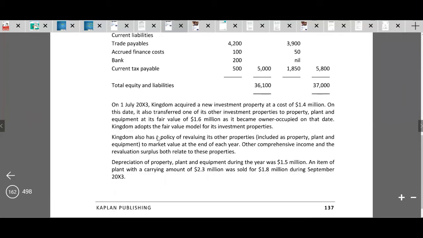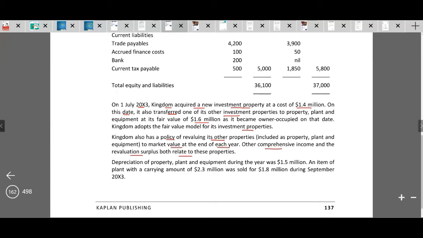Then you have some notes. On 1st July 20x3, Kingdom acquired a new investment property at a cost of 1.4 million. So that means this is an outflow because we are making the statement of cash flows. On this date, it also transferred one of its investment properties to PPE. So this is a transfer, and the fair value was 1.6 million as it became owner occupied on that date. Kingdom adopts the fair value model for its investment properties. Kingdom also has a policy of revaluing its other properties, including the PPE, to market value at each year end. Other comprehensive income and the revaluation surplus both relate to these properties.